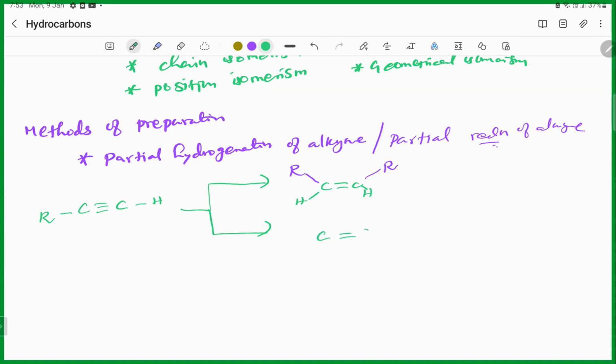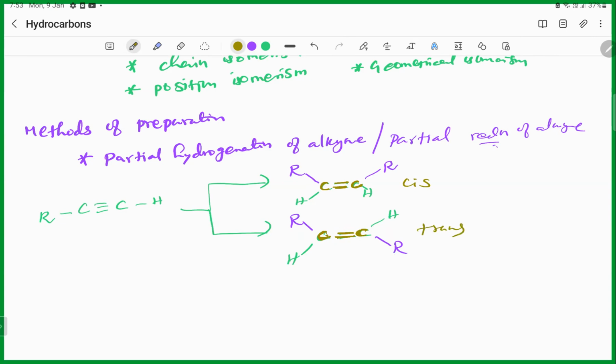Then C double bond C, hydrogen, hydrogen. Look at this: across the carbon-carbon double bond, two similar groups are present, one on each carbon atom of the double bond. If the two similar groups are on the same side, it is called cis. If the two similar groups are on opposite sides, it is called trans.